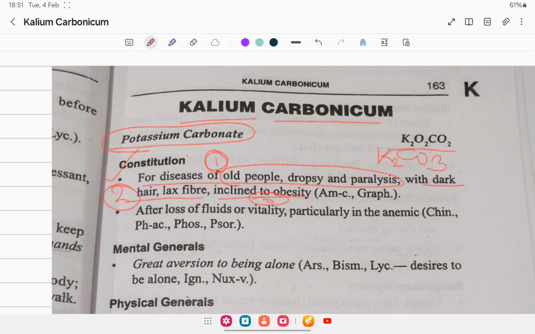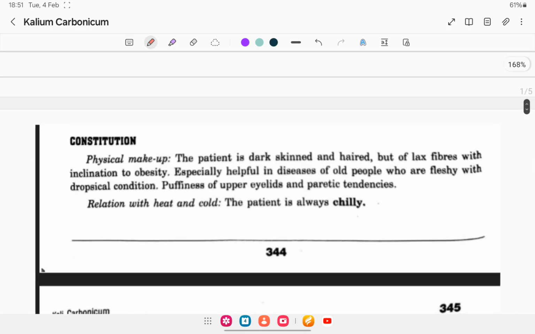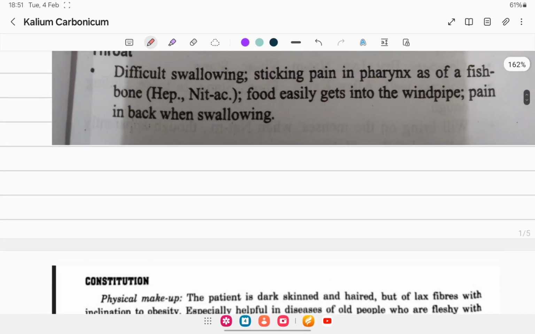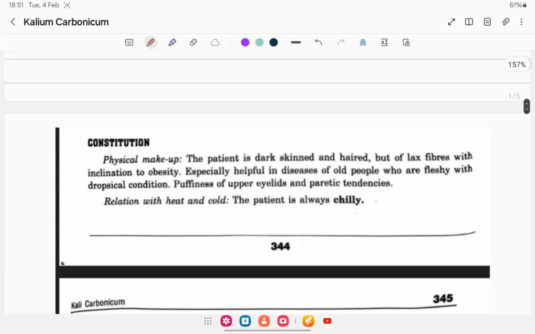So Kalium carbonicum constitution. And I am coming to SK Dubey slide. I will discuss it from Allen's Keynotes and SK Dubey and Boericke Materia Medica. I will make a separate video on Kalium carbonicum from Nash Materia Medica.